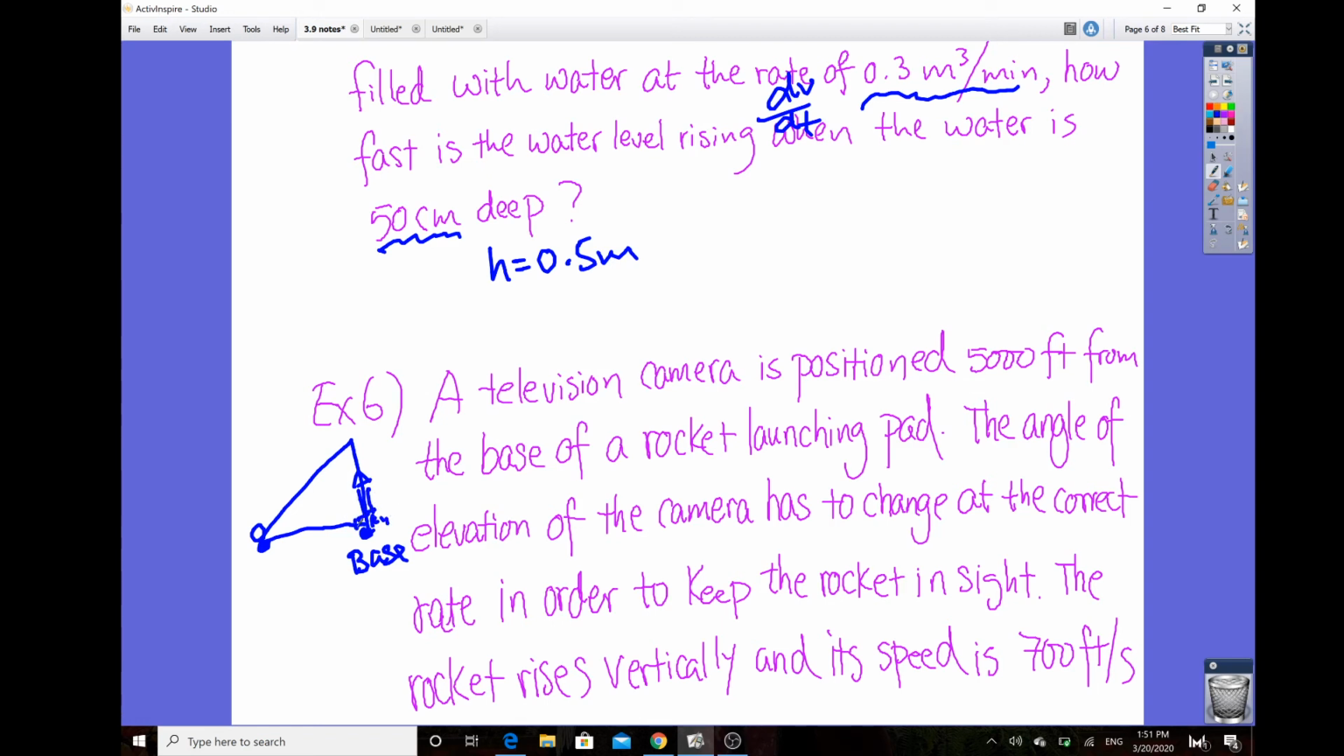Again, this one is a right triangle. And the camera's angle of elevation, let's say that's theta, has to change at the correct rate in order to keep the rocket in view. Well, because the rocket is constantly shifting up, that's why the angle keeps moving up and down. So it keeps rising up like that, going this way.